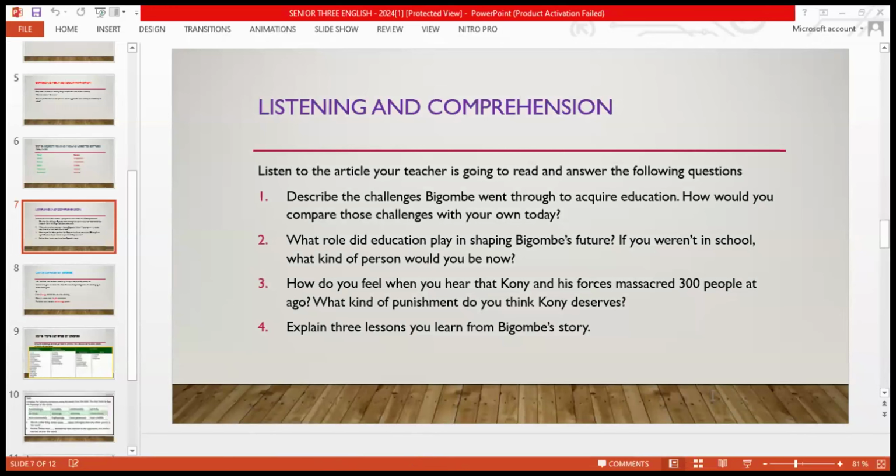So this passage is entitled The Woman Who Befriended a Warlord, published on the 8th of August, 2019. The questions are still, describe the challenges Bigombe went through to acquire education. How would you compare these challenges with your own today? What role did education play in shaping Bigombe's future? If you weren't in school, what kind of person would you be now? How do you feel when you hear that Kony and his forces massacred 300 people at a go?